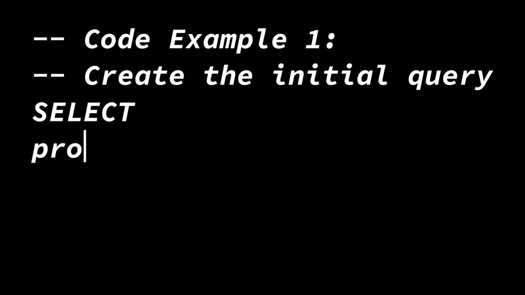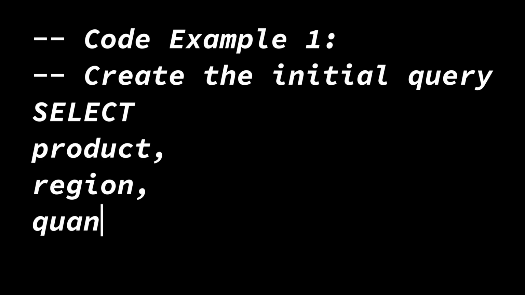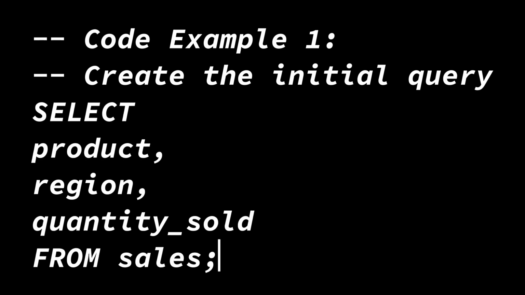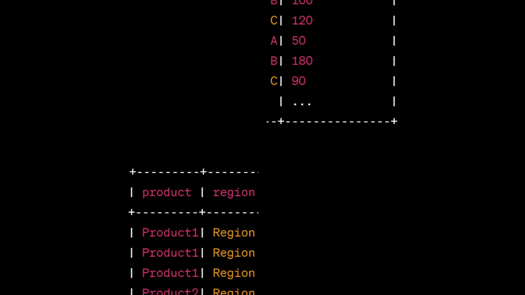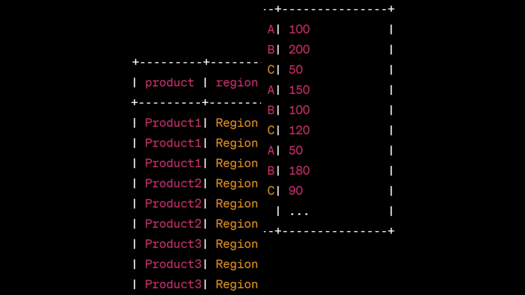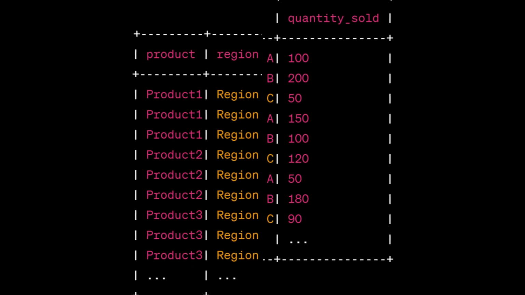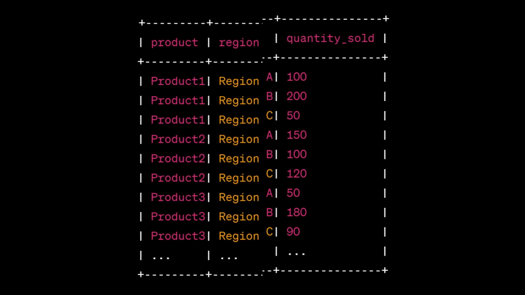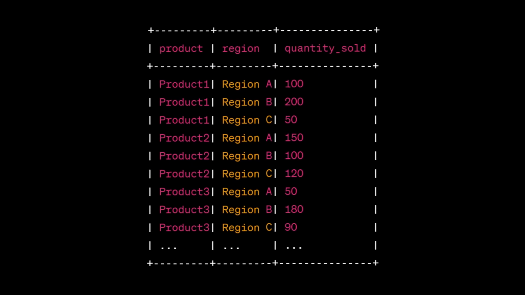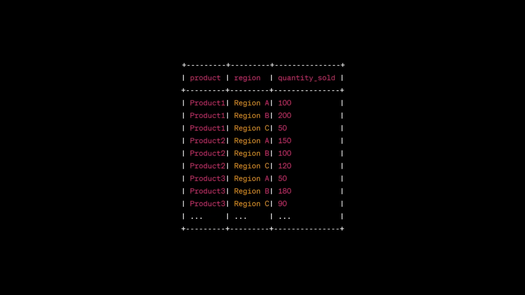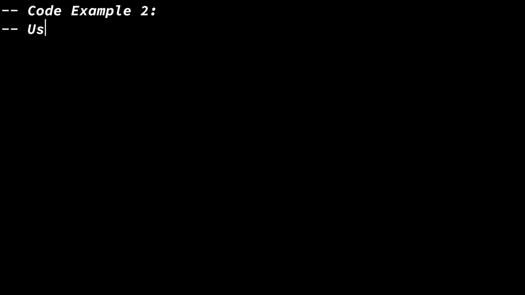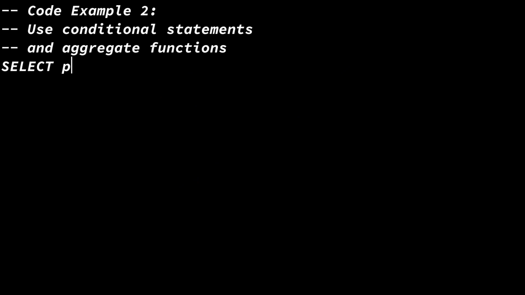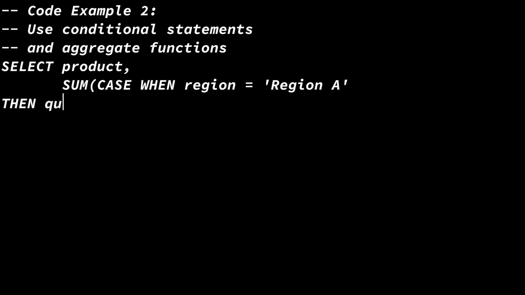In this initial query, we're fetching the data from the sales table. After running this query, we will get the raw data from the sales table. It's important to remember that this is not a pivot table yet. It's the foundation upon which we'll build our pivot table. Now, let's move on to the next step, using conditional statements and aggregate functions to construct our pivot table.